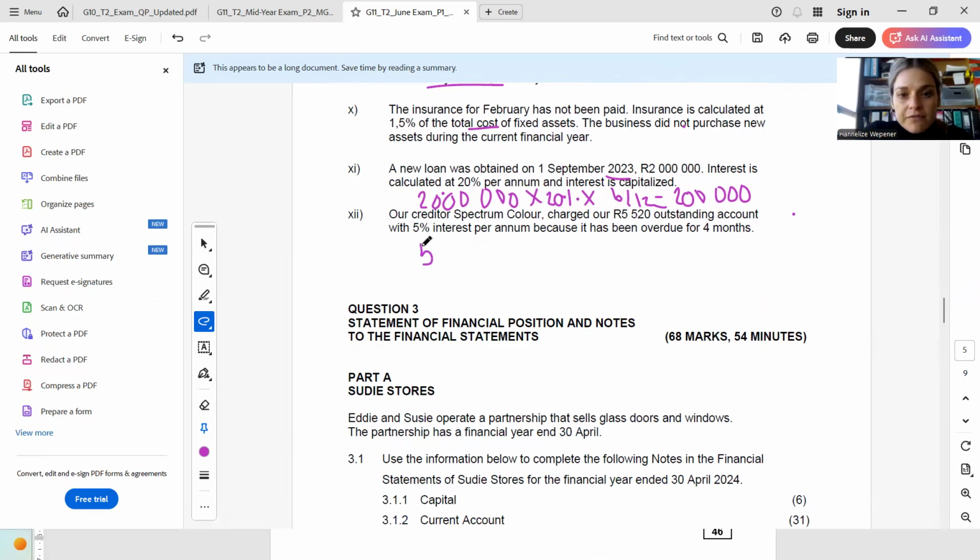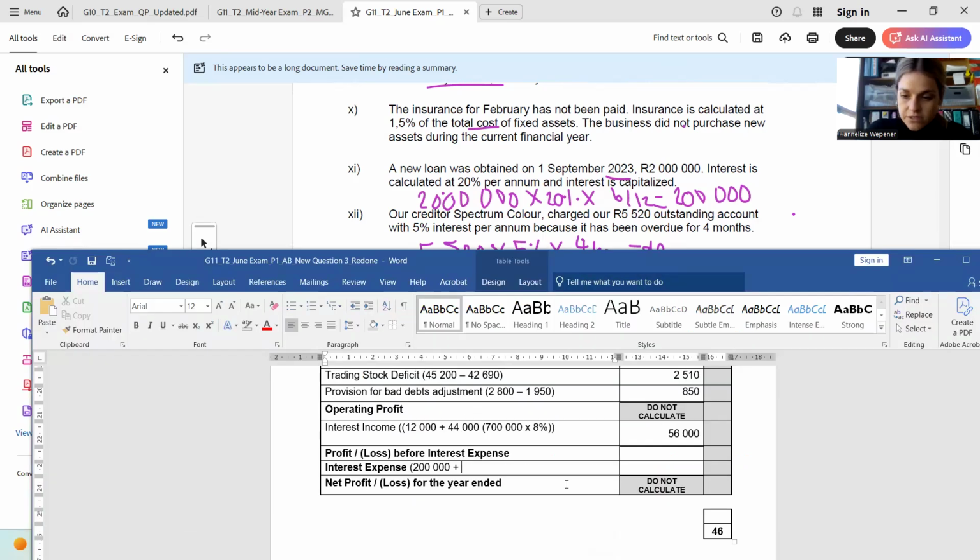So we owed them 5,520 Rand. That incurred interest at 5% per annum. But our account was only overdue for 4 out of the 12 months. So they can't charge us the full 5%. They can do that, but only for 4 out of the 12 months. Times 4 over 12. So 92 Rand is what they will add to our account. So we are going to debit the expense interest on overdue account, and we will then credit the creditor's control. And that is the SOCI.